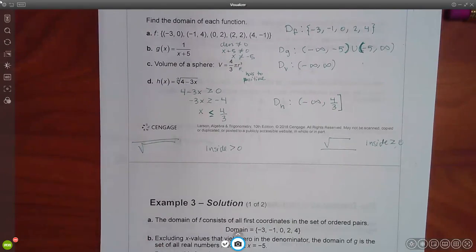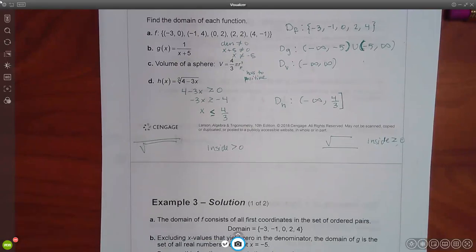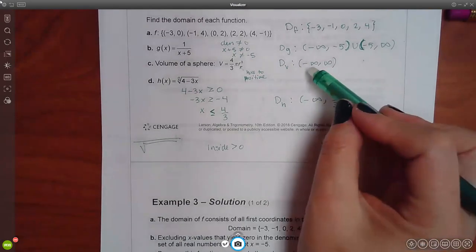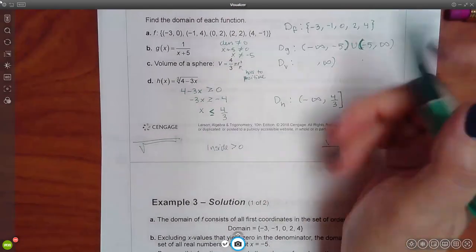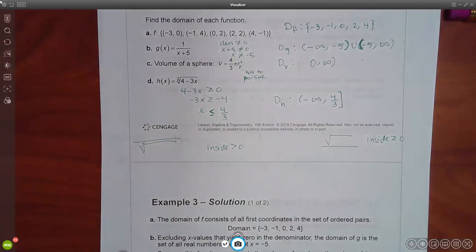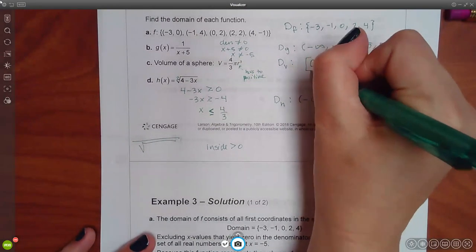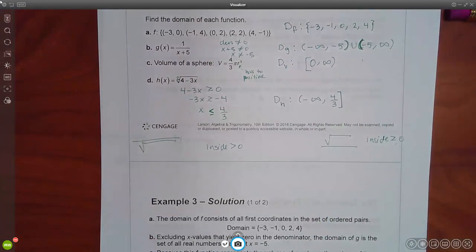So if my R has to be positive, it could be zero, right? I could have a radius of zero. But it has to be positive. That means it's not gonna be from negative infinity to infinity. It actually could be from zero to infinity. And if the radius can actually be zero, it just can't be negative. Should I put a bracket or a parenthesis? Because it can equal zero.